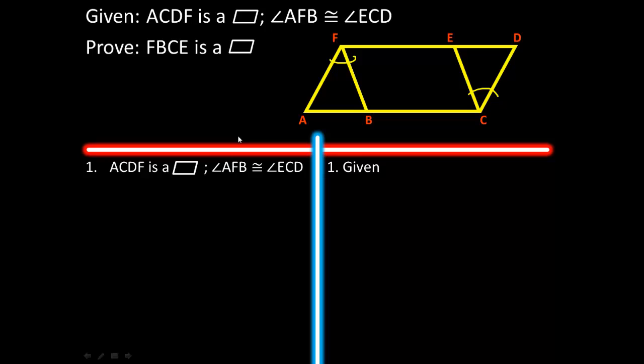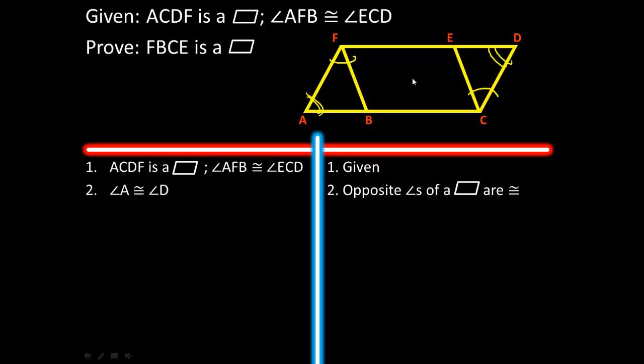So, we start with what we're given: that ACDF is a parallelogram and AFB is congruent to ECD. That's given. Next, because it's a parallelogram, we know that opposite angles of a parallelogram are congruent. So I can say that that is congruent to that.